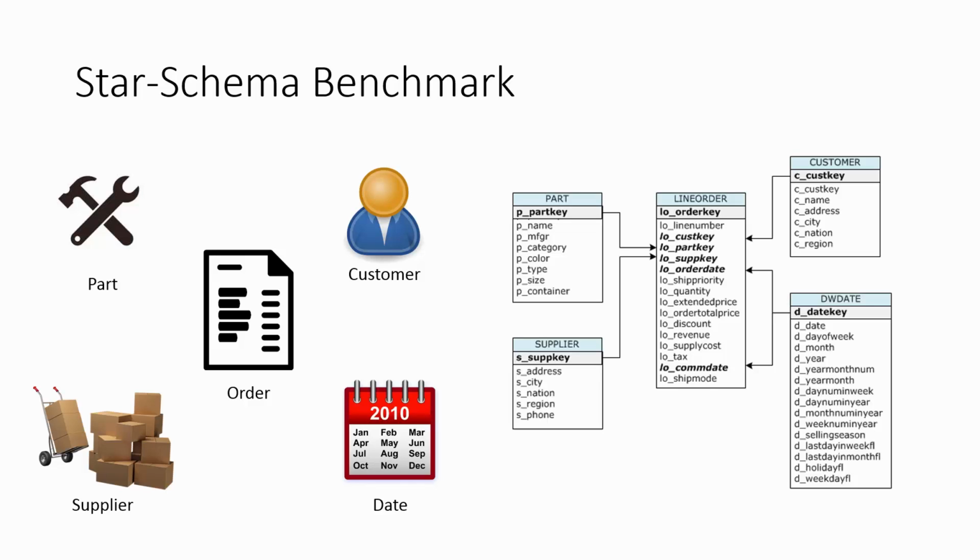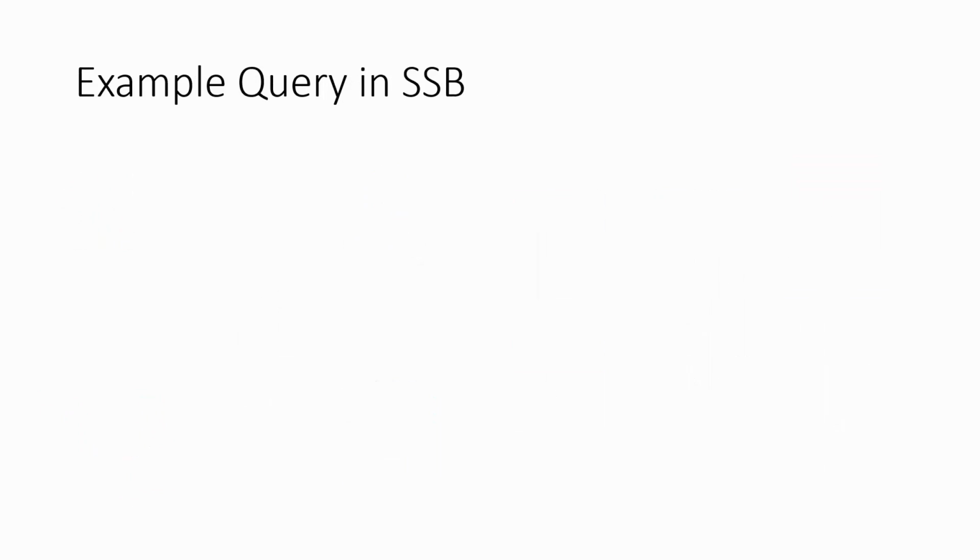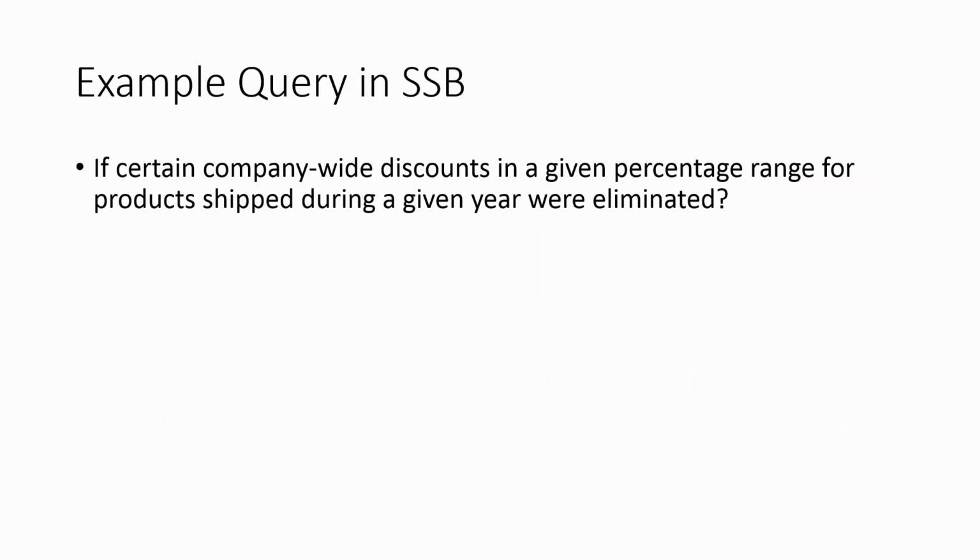So let's look at an example query. These systems are not just about inserting a new line order. It's more about deriving additional insights from the information that's already present. An example query in SSB: suppose you were giving a discount to a complete company, in this case a certain supplier, in a certain percentage range for all products that are shipped during a given year.